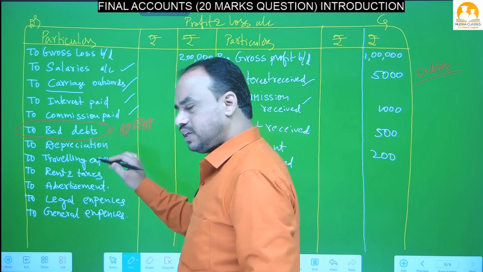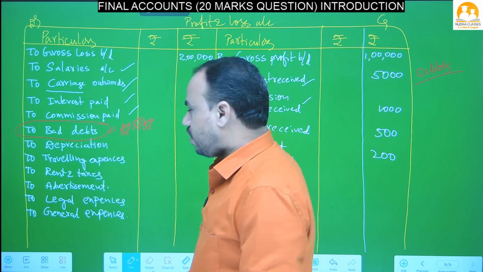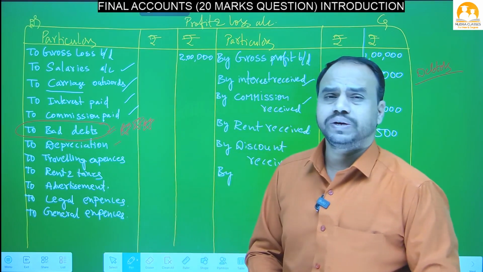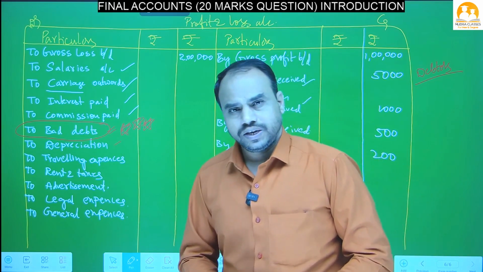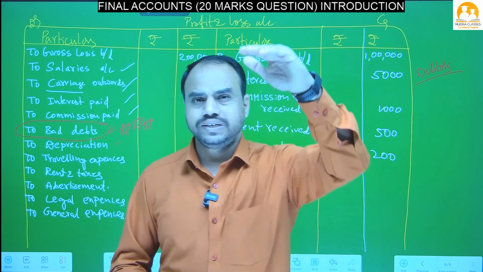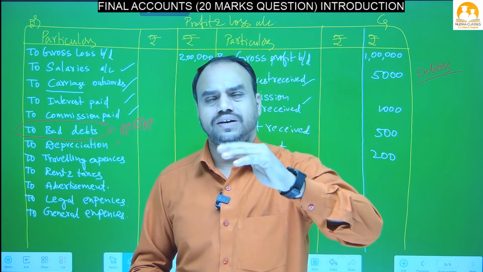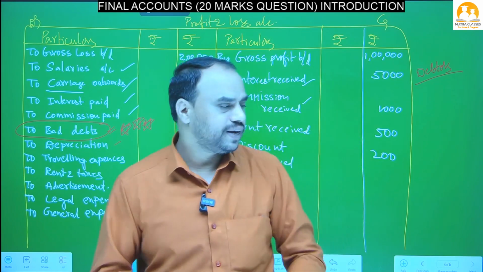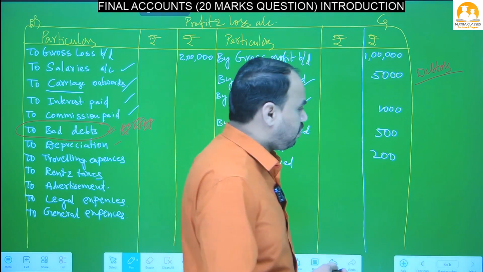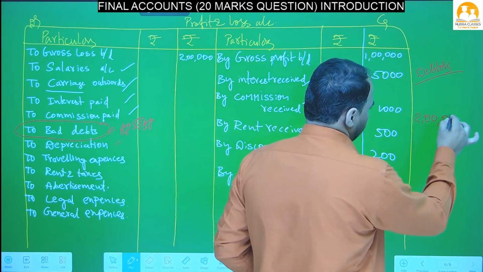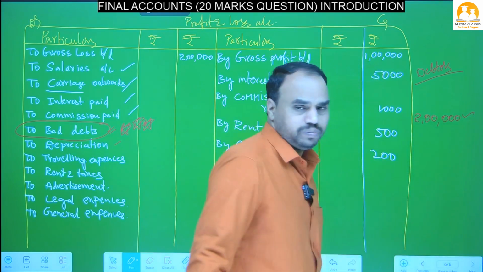Compulsory adjustment we have to do for bad debts. Next word is depreciation. What is the meaning of depreciation? Depreciation means it is a reduction of the asset, a reduced value of an asset. I will tell you an example. We purchased one bike by spending 2 lakhs rupees.